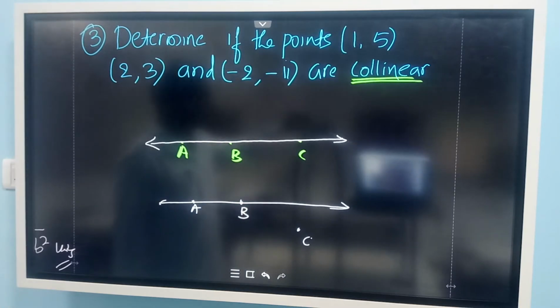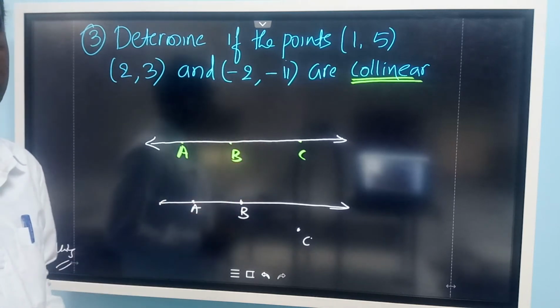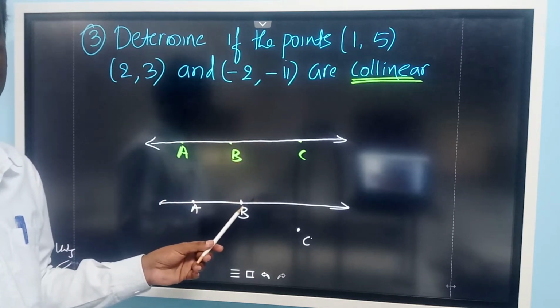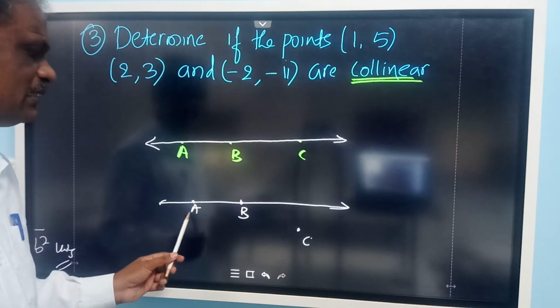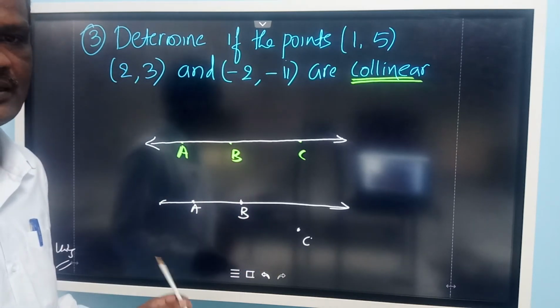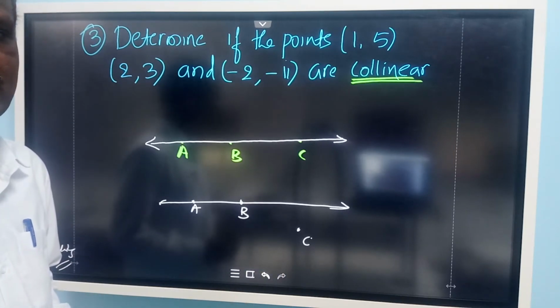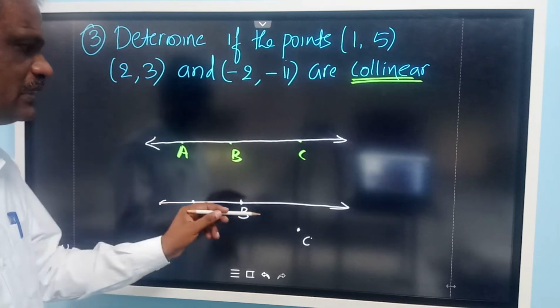Okay, now they're all on the same straight line. A, B, C are all on the same straight line, therefore they are called collinear points. And you look at this, A and B are on the same line, but C is not on the same straight line. So therefore these 3 points are non-collinear points, because they are not on the same straight line.